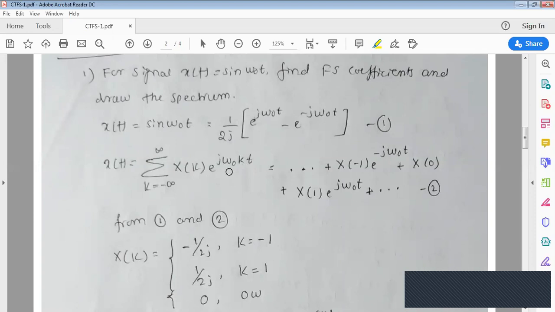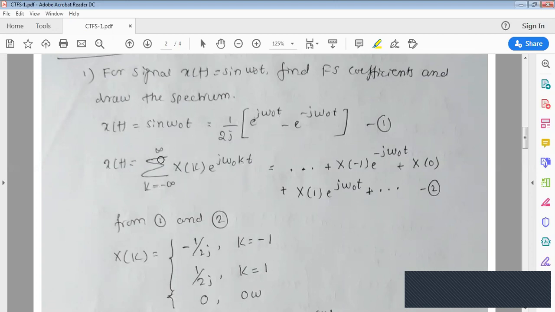So I'll restrict what is the value here? Omega naught t I have, so k must be plus 1. Here omega naught t into minus 1 I have. So the maximum value I can get is plus 1 and minus 1 only. There is no need to give minus 2 and plus 2 because those terms are not present. So evaluate this term only between minus 1 to plus 1.